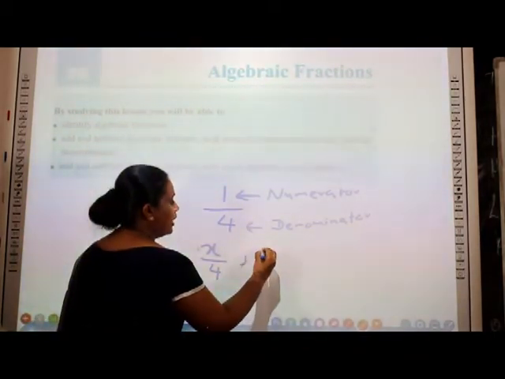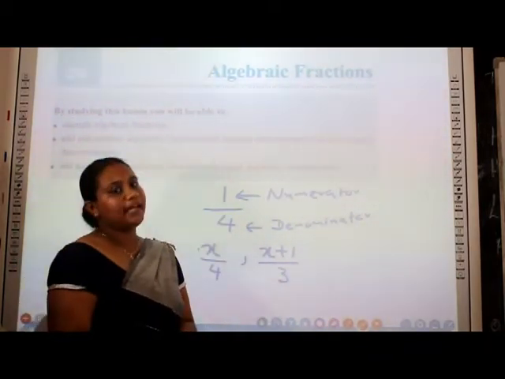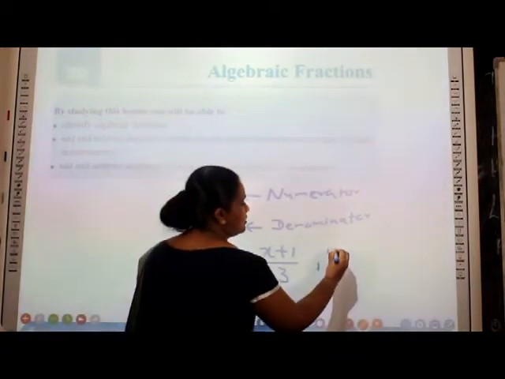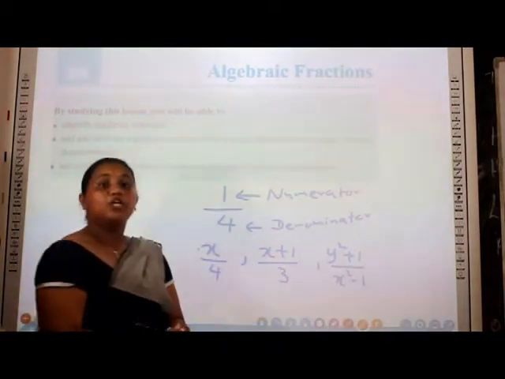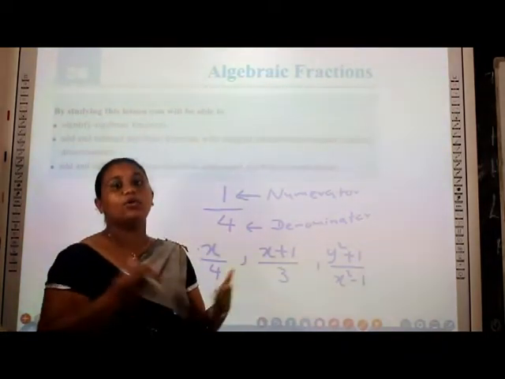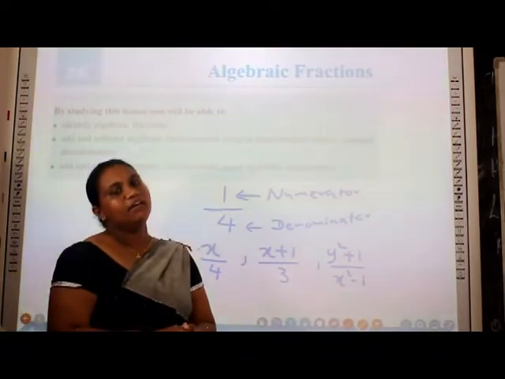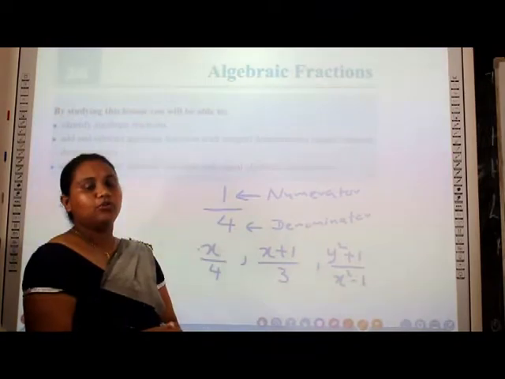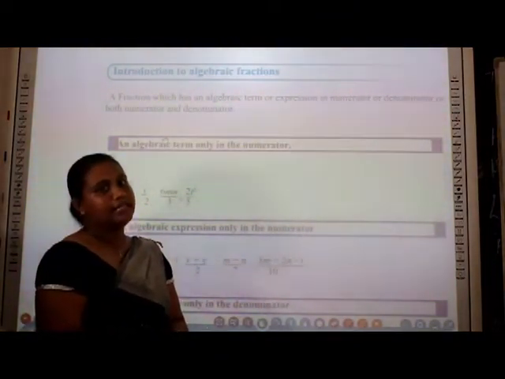Then look at this one. Here an algebraic expression is in the numerator part. What about this one? Here two algebraic expressions are in both the numerator and the denominator. So these all can be considered as algebraic fractions. So let's see how you can identify an algebraic fraction. Let's see the introduction of algebraic fractions.